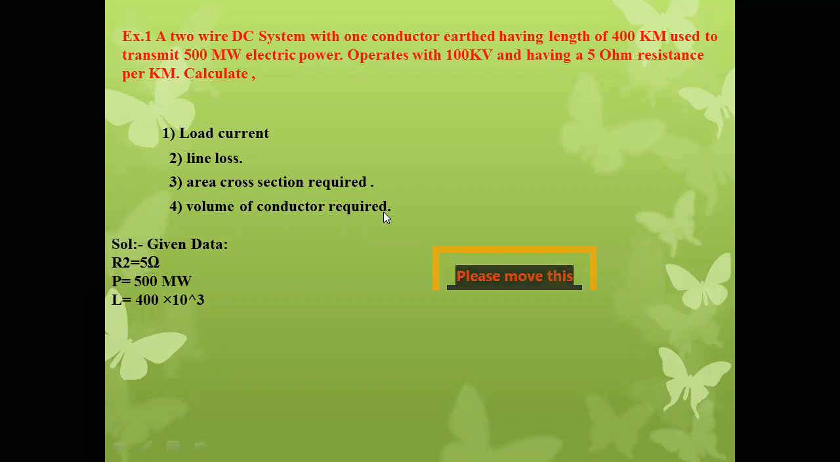So write down the given data. He has mentioned there a two wire DC system with one conductor earthed. While studying the supply schemes, we have seen this first case, the two wire DC system with one conductor earthed. So we have to use all the formulas included in that system. First of all, find out the load current.